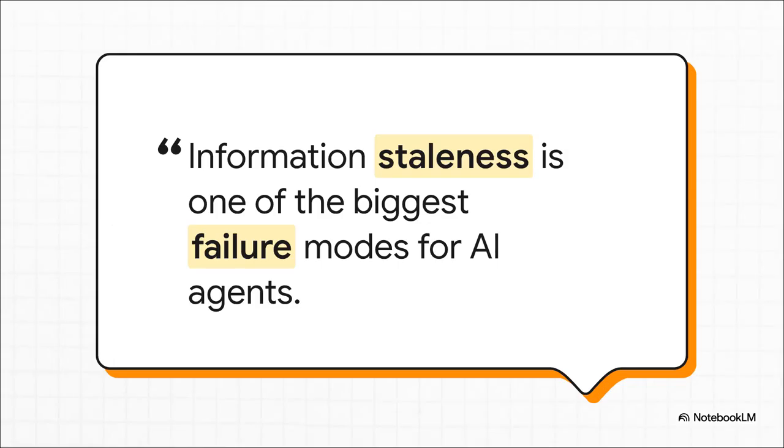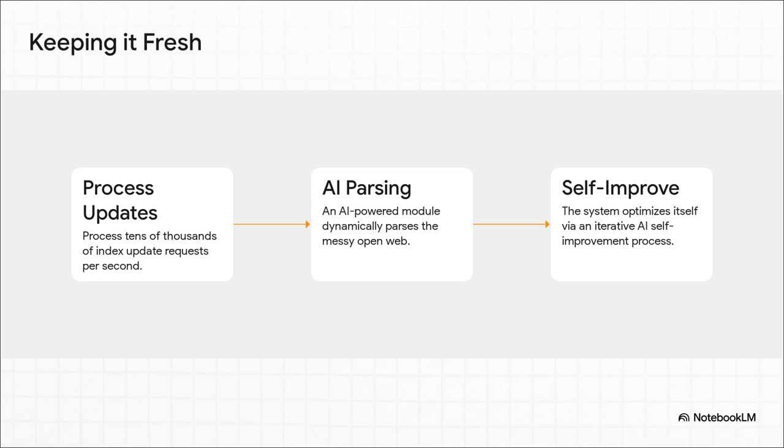And there's another massive problem this API is designed to solve: out-of-date information. As Perplexity puts it, information staleness is one of the top reasons AI agents just completely fail. I mean, if your AI is working with old news, its answers are gonna be wrong. It's as simple as that. So how do they keep everything fresh? Well, they describe this kind of three-step process. First, their system is just constantly chugging along, processing tens of thousands of updates every single second. Second, they have an AI that's built to parse the messy, chaotic open web in real time. And third, and this is the really cool part, that system is constantly improving itself, learning and getting smarter over time.